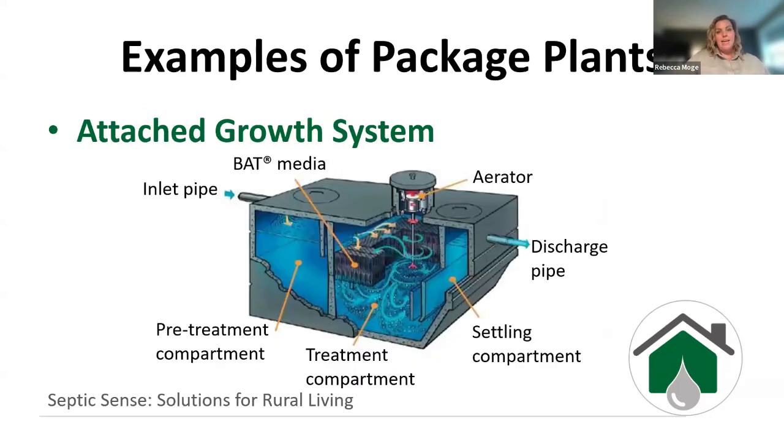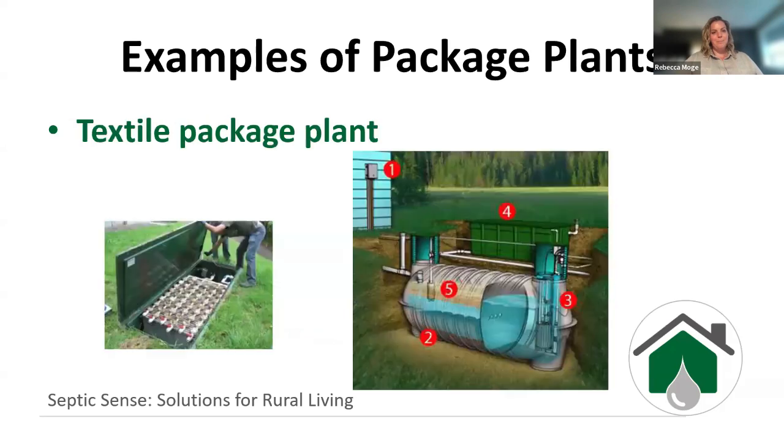Another example is an attached growth system. Very similar, in that we have the aerator there as well, but then it's labeled here the BAT media. The only difference is that we have the media inside of this one, which helps the bacteria adhere to it and provides additional surface area for treatment. Again, it provides a higher quality of effluent to then be treated by our soil component.